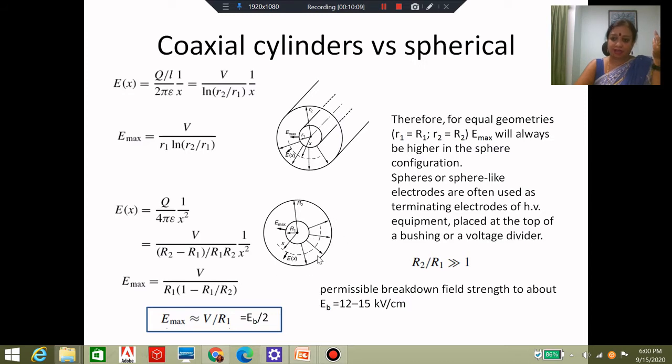If you can ensure that, then with the same configuration, that small r1 equal to capital R1, if you design a cylindrical configuration, you are safe, because the Emax at the cylindrical surface will always be less than the Emax at the spherical surface. So if the sphere is designed to withstand breakdown, then a cylindrical configuration with the same radius will definitely be able to withstand breakdown. So this is a discussion about coaxial cylinders versus spherical configurations. Let us see how this becomes useful in practice.